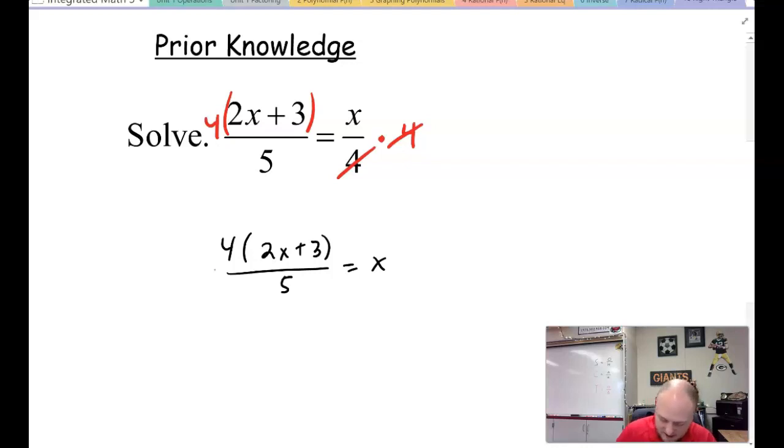And again, I need to cancel out the denominator on this side, so I multiply both sides by 5, right? I'm undoing division, so we multiply. So we cancel here, and I get this equation. So 4 times 2x plus 3 is equal to 5x, okay? That's as far as I want to go with that example. The rest of it doesn't really apply to this lesson.